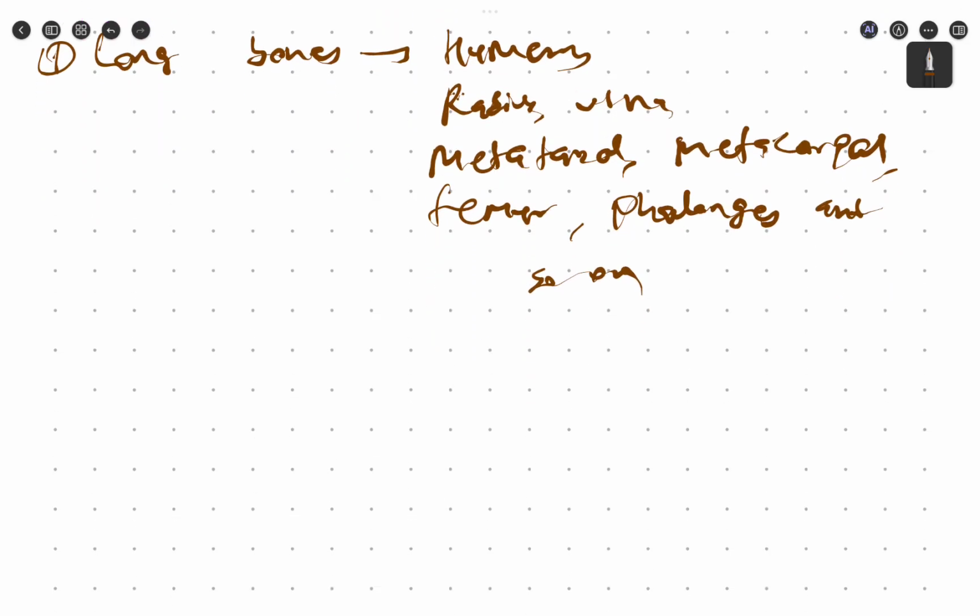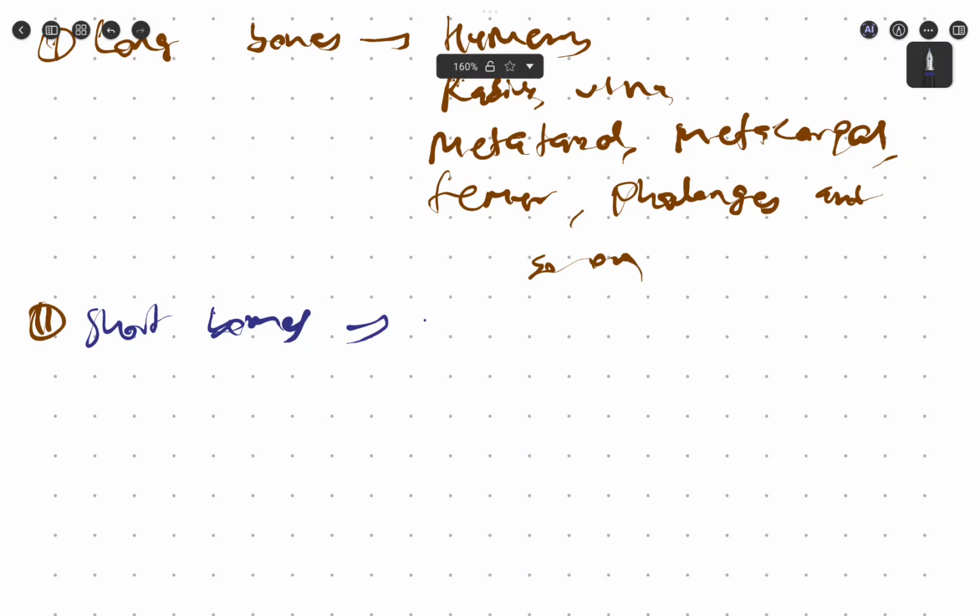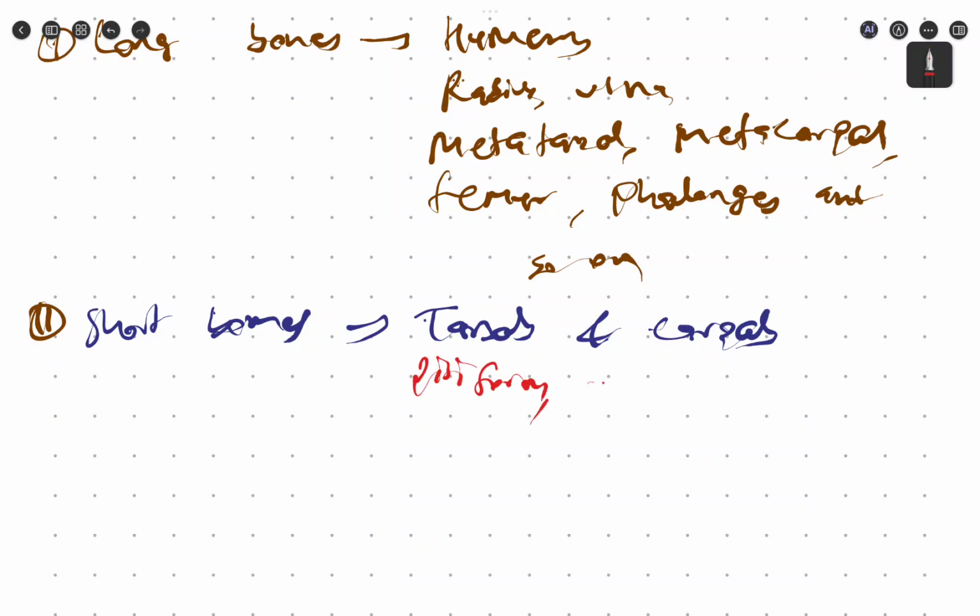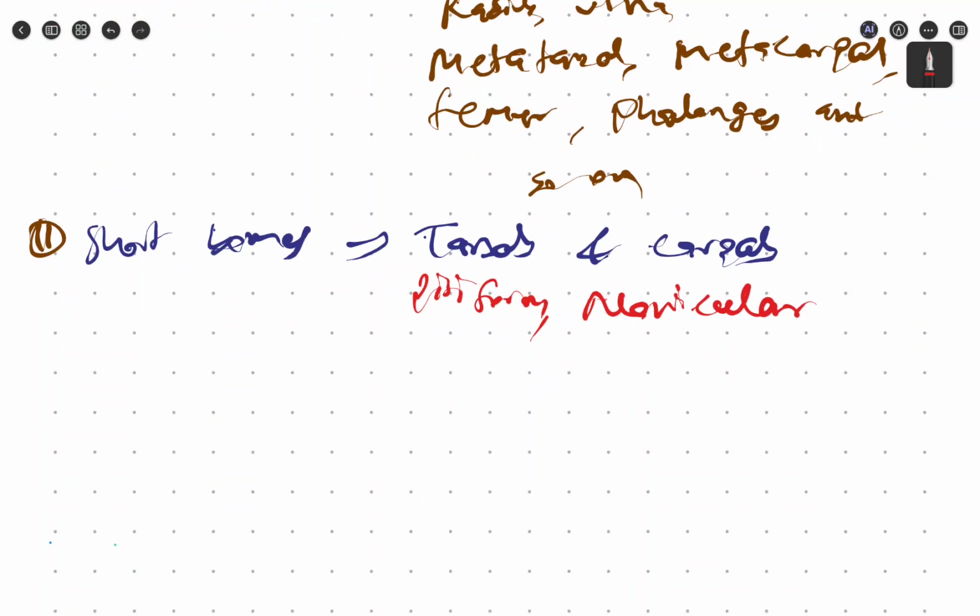Then there are short bones. Short bones are like cuboids. Short bones are tarsals and carpals. You can name some, for example, pisiform or navicular, and so on. Then there are flat bones.